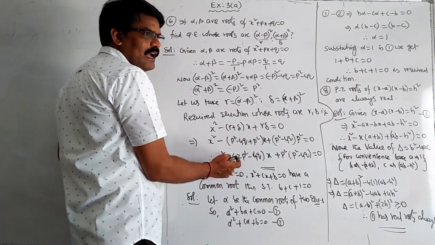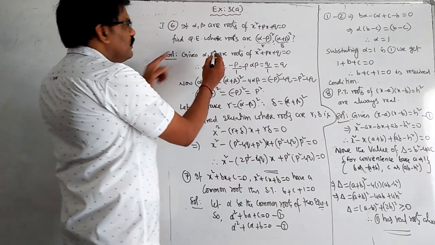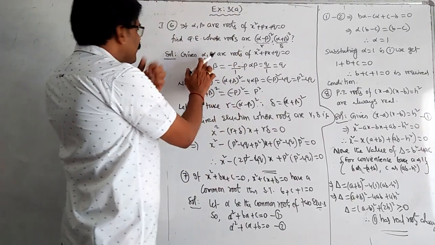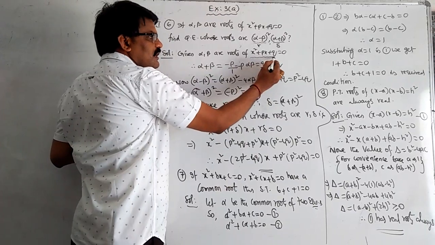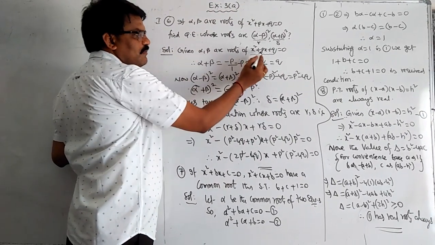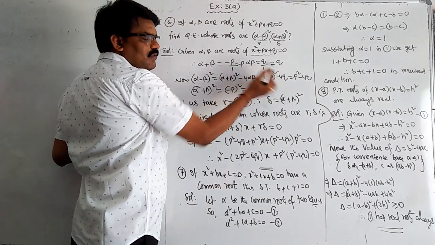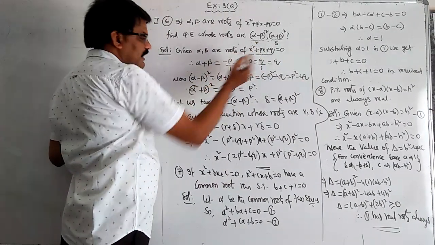How do we get gamma and delta? So here, given alpha, beta are roots of this quadratic equation. So alpha plus beta is equal to minus b by a, alpha beta is equal to c by a. Now find the gamma and delta values.